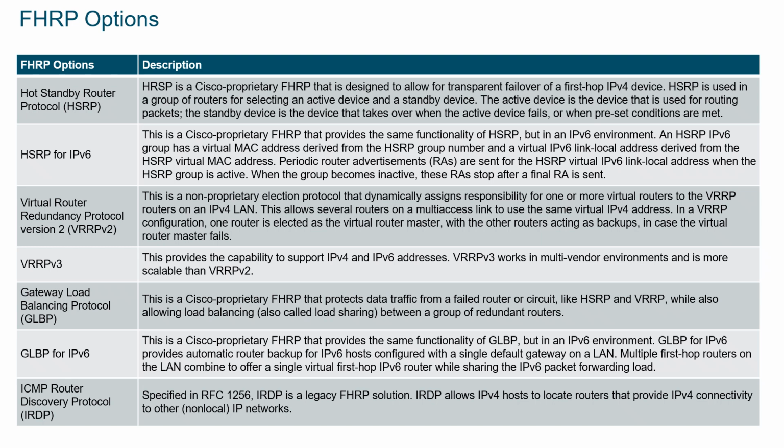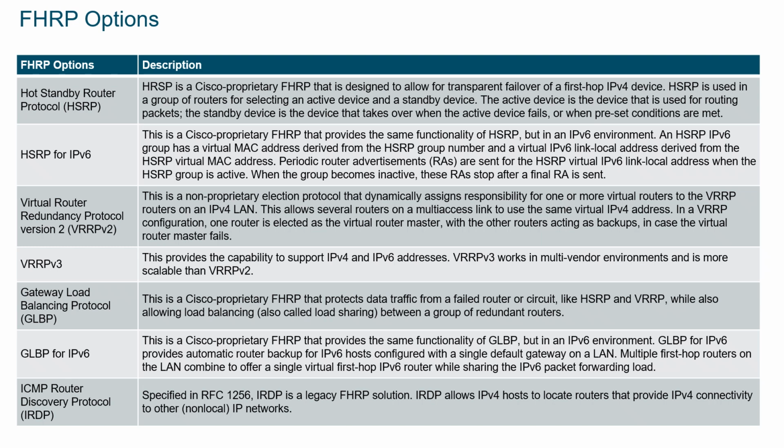Version 3 provides the capability to support IPv4 and IPv6 and works in multi-vendor environments and is more scalable than version 2. Then you have Gateway Load Balancing Protocol, GLBP. This also is Cisco proprietary. It protects data from a failed router or circuit like HSRP and VRRP, but it also allows load balancing or load sharing between groups of redundant routers.